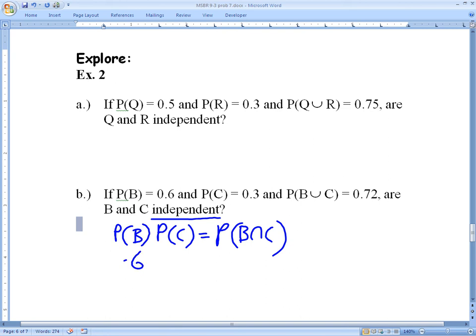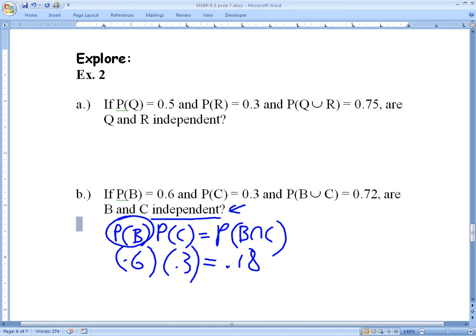I have 0.6 times 0.3. Notice I don't write the P's when I'm plugging in the numbers. P stands for probability, and the probability of B is 0.6. Don't write P 0.6. That doesn't actually mean anything in this problem. So we have 0.6 times 0.3, which gives me an answer of 0.18. I think I did my math correctly that time. And so that's the probability of B and C both occurring. That's if they're independent, and we're trying to figure out, are they?